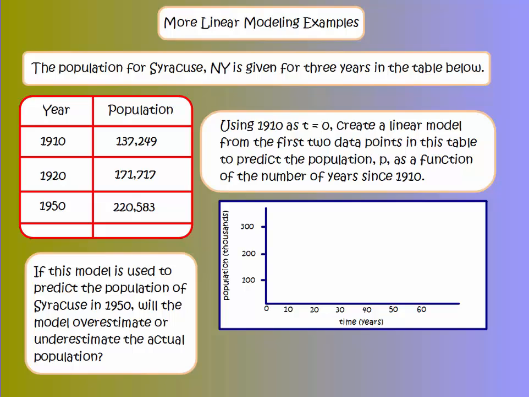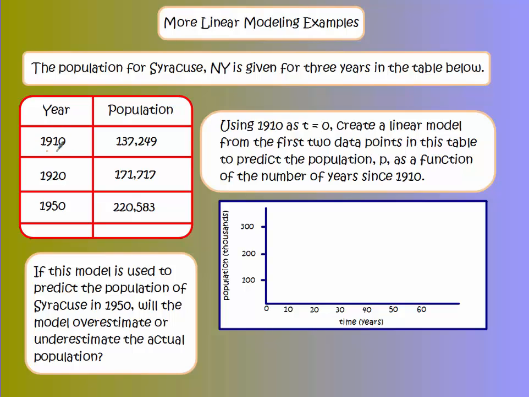Let's look at this. This is a pretty cool question. It says the population for Syracuse, New York is given for 3 years in this table below. So let's just kind of evaluate this table real quick. One of the first things we should always do whenever trying to tackle a question like this is take a look at the stuff that's in the table and try and make some sense of it.